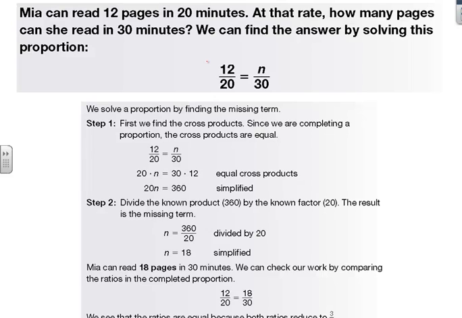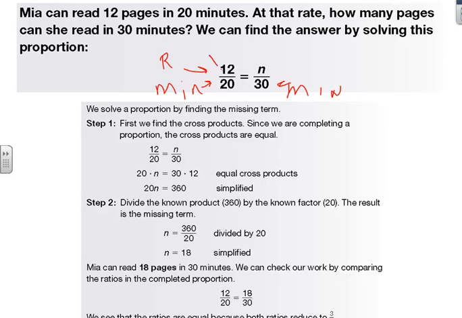Maya can read 12 pages in 20 minutes. So we put the 12 over the 20. At that rate, how many pages can she read in 30 minutes? We want the 30 down here on the bottom because we want both bottoms to be minutes so that we're calculating the same thing. Now we can find the answer by solving this proportion.